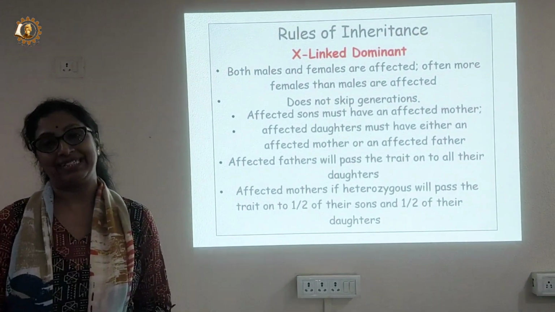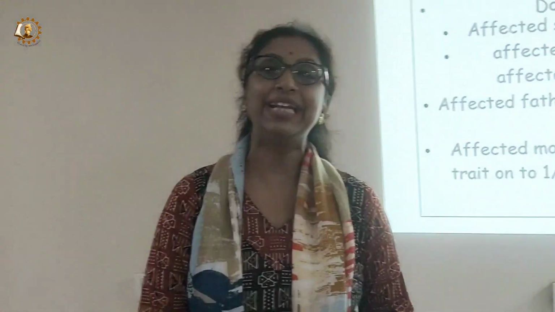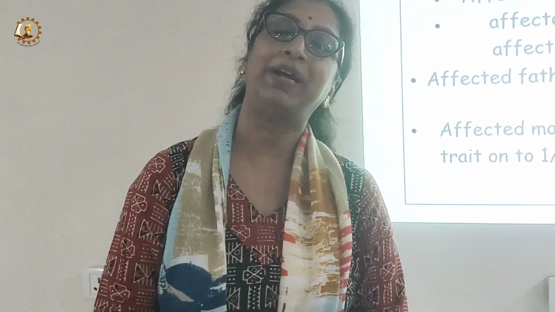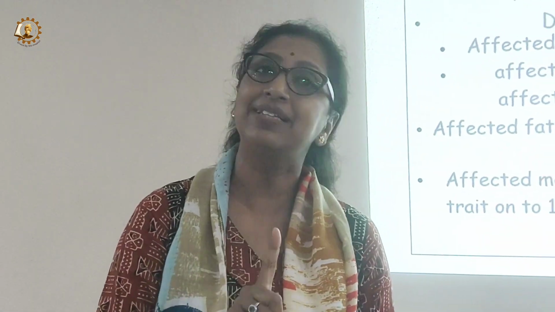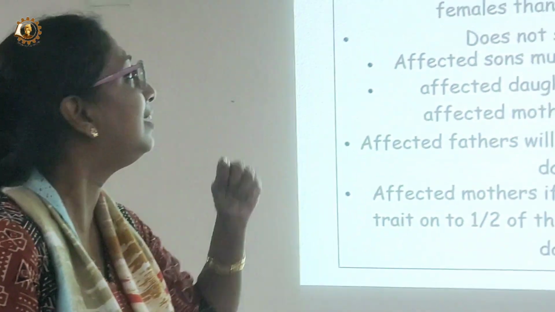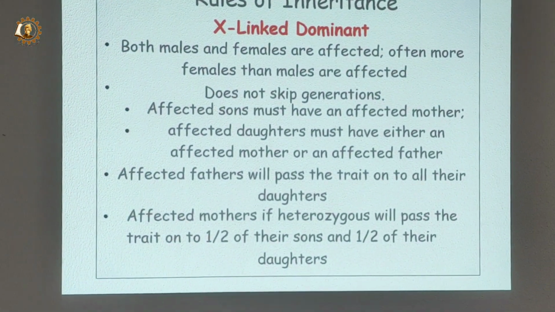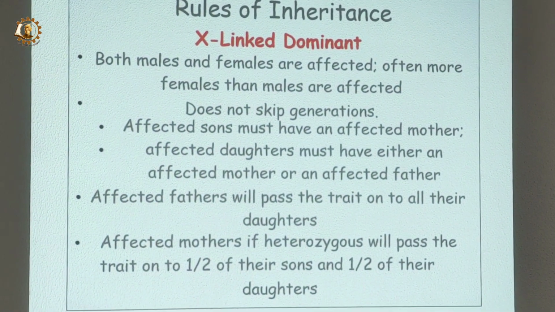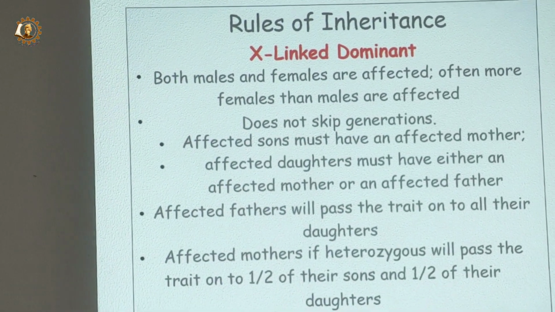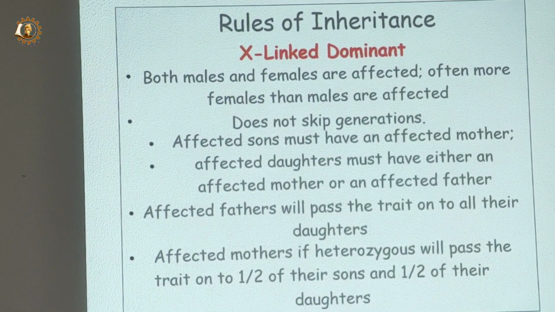And now the X-linked. So we all know X-linked disorder or X-linked inheritance is solely controlled by the X chromosome. And we all know females are having 2X and males are having 1X and 1Y. So X is very important for X-linked inheritance. So first is the X-linked dominant. So both males and females are affected. Often more females than males are affected in case of X-linked dominant.